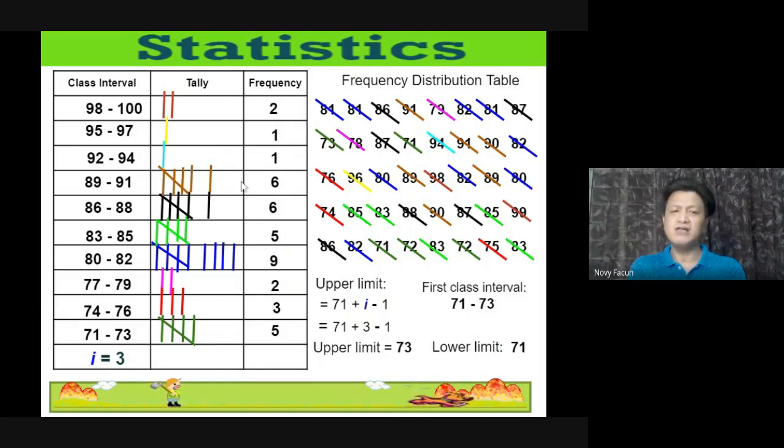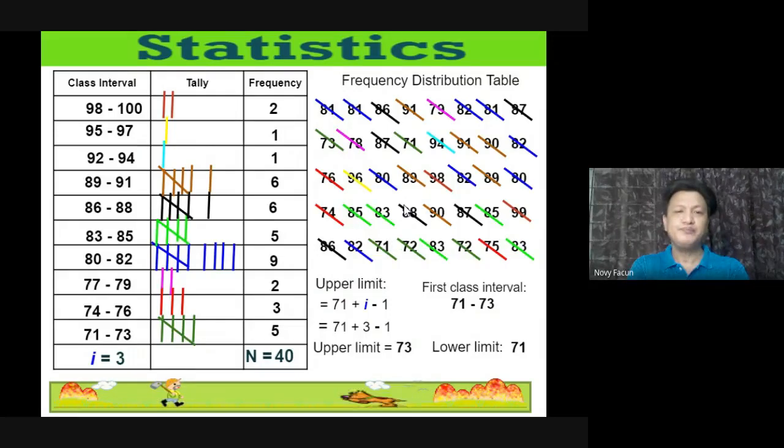Okay, and then get the total frequency. I-add mo lang lahat yan. That is represented by or denoted by symbol N, capital letter N. That is equal to 40. Yan yung total frequency natin. Okay, so ganun lamang kung paano natin or kung paano ba tayo mag-construct na group frequency distribution.